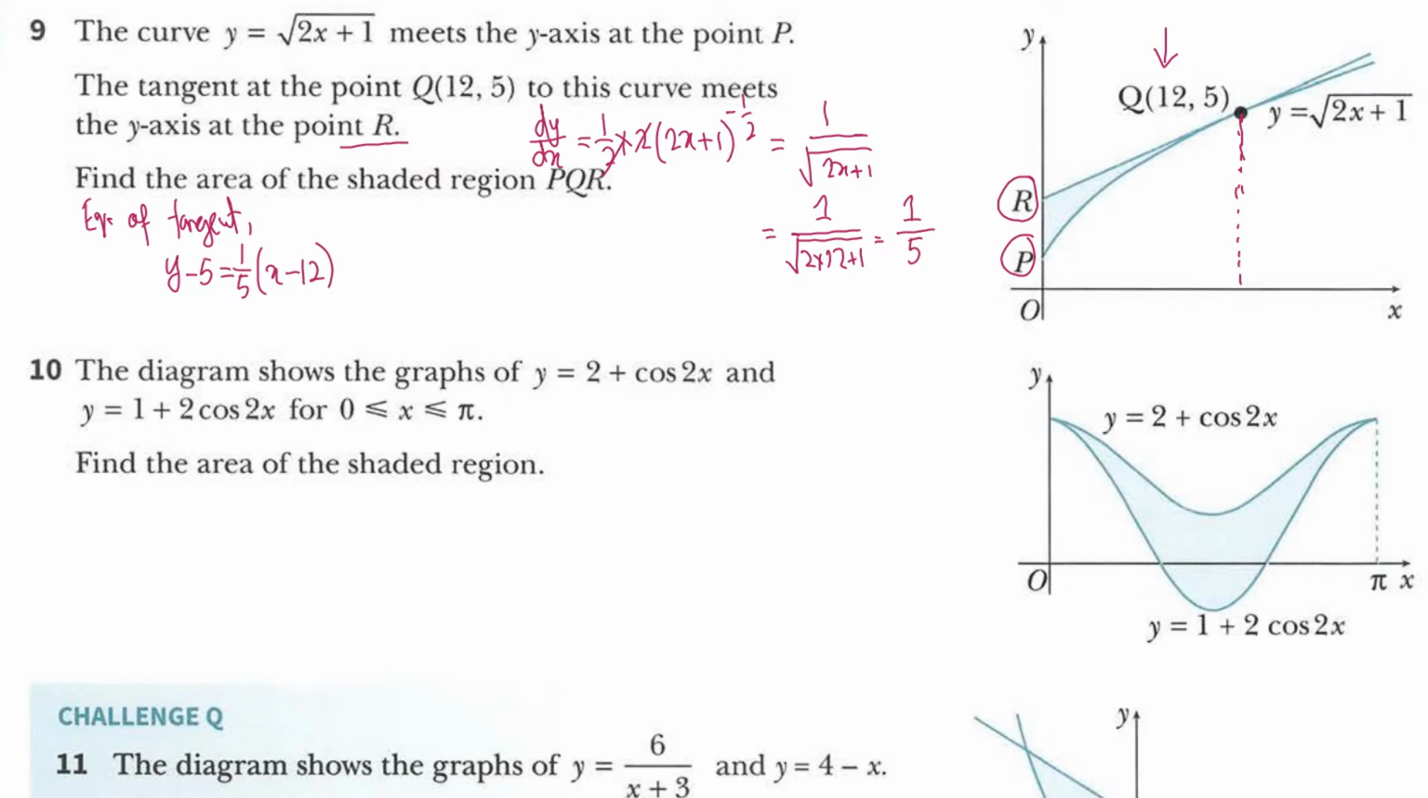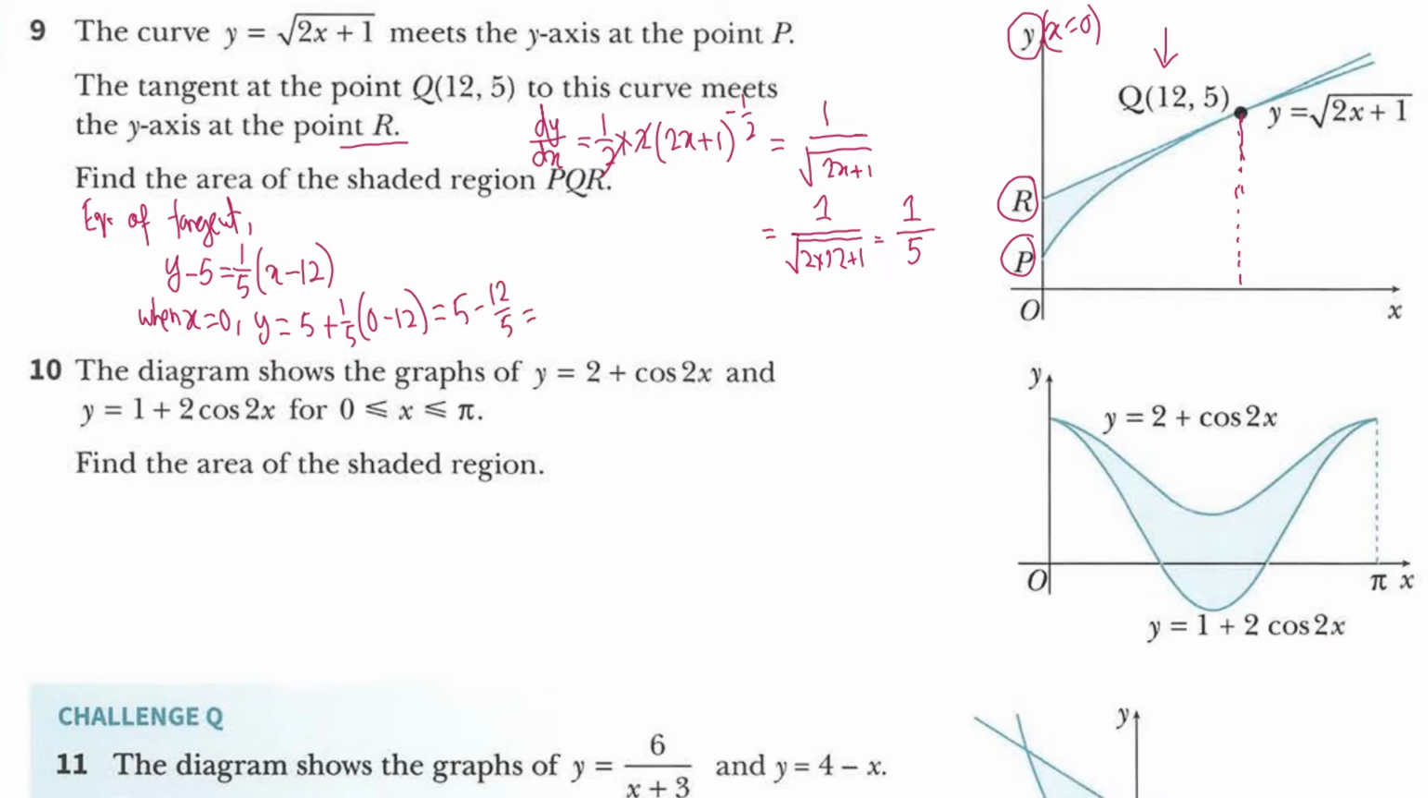Now it intersects at the point R, which is on the y-axis. At all points of the y-axis, x equals 0. So we consider x equals 0. When x equals 0, our y value equals 5 plus 1 by 5 times (0 minus 12), which gives us 5 minus 12 by 5.